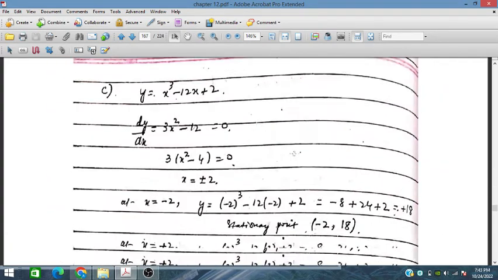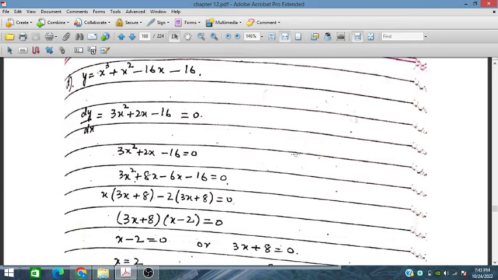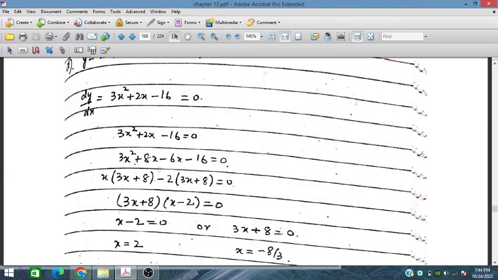Similarly for part D, where we have y is equal to x cube plus x square minus 16x minus 16. Take the first derivative. This is 3x square plus 2x minus 16 equal to 0. We take out the factors of minus 48, which are 8 and minus 6.